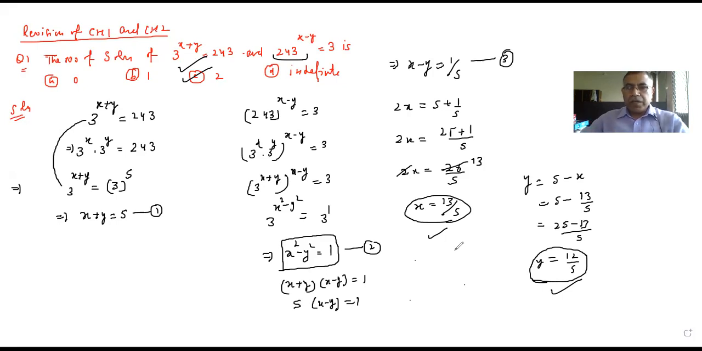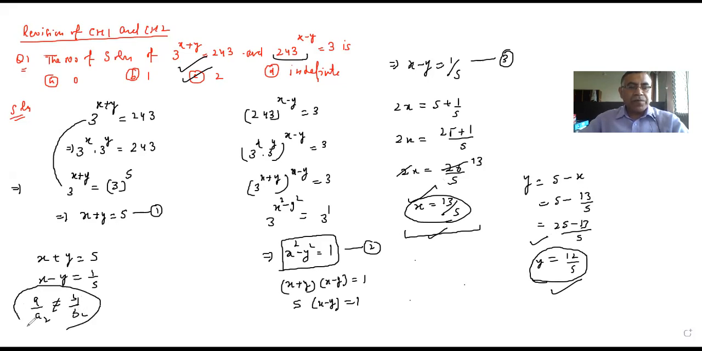See, one more thing you can also say, because x is this, y is this, so that means it has a unique solution. So we have only one solution: one value of x came, one value of y came. You can also judge it from here. This is given to you: x minus y is 1 by 5. So here a1 over a2 is not equal to b1 over b2, so that means it has a unique solution.